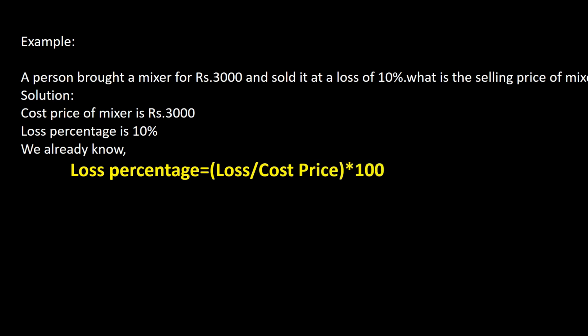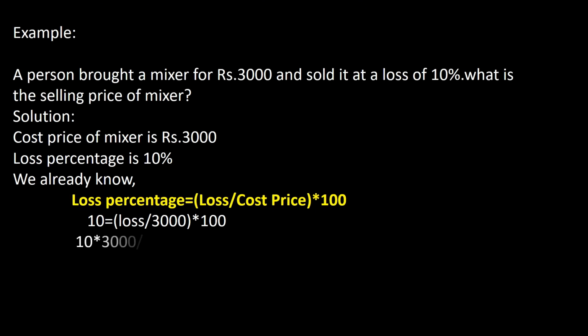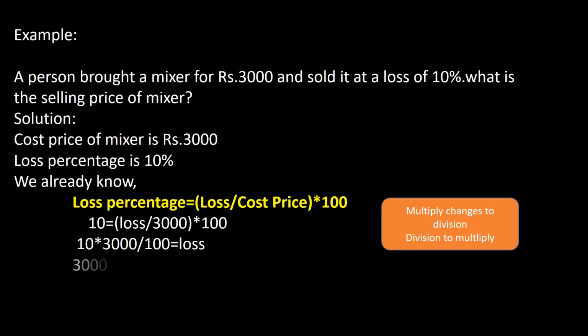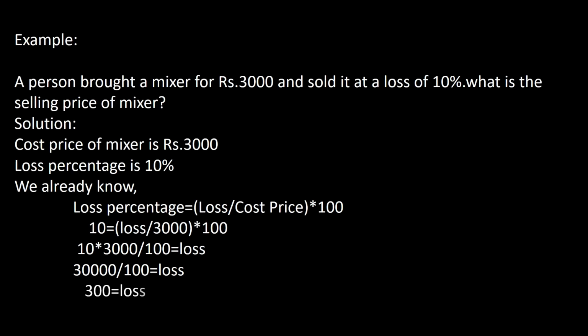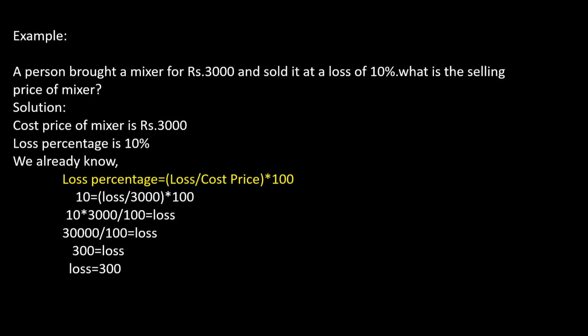We already know loss percentage is equal to loss by cost price into 100. From the question, we know that loss percentage is 10. So we put 10 in loss percentage: 10 is equal to loss by 3000 into 100. To calculate the loss, 3000 which is in division, when it comes to the other side, comes in multiplication, and 100 which is in multiplication, when it comes to the other side, comes in division. So loss is equal to 3000 by 100. So the loss is rupees 300.